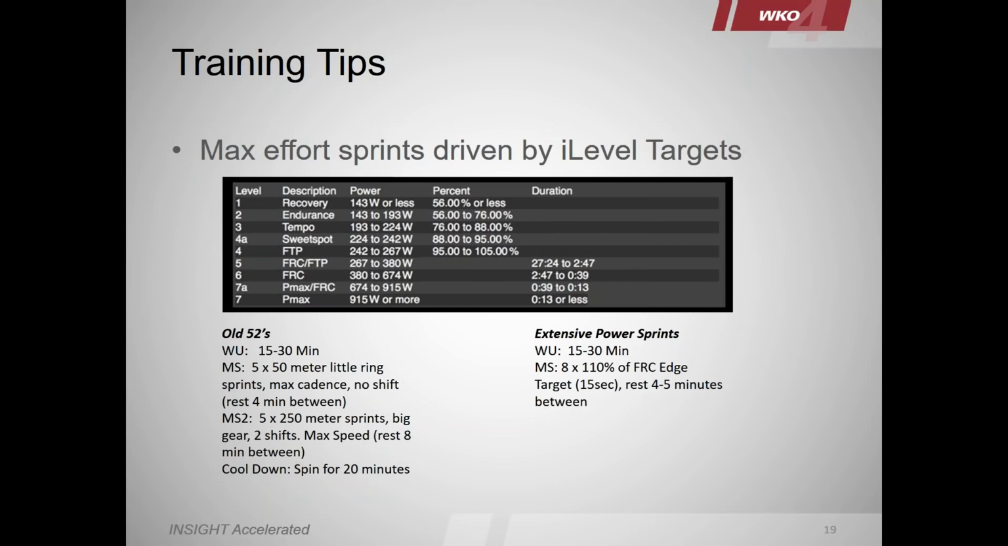Right off the bat, I would say WKO4 gives you a better tool, is you actually now have an understanding of a Pmax training zone. So this is individualized if you use individual zones. For this particular athlete, they need to go over 915 watts per sprint to be creating enough stress and strain to expect adaptation, i.e. improvement in Pmax.